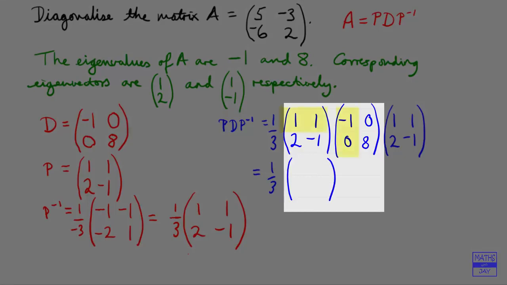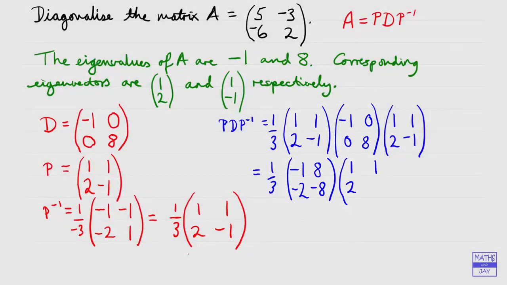So we're multiplying 1 by -1 and 1 by 0 to get -1. And then 1 times 0 and 1 times 8, so that will be 8. Then 2 times -1 and -1 times 0, so that's -2. And then 2 times 0 and negative 1 times 8, so that will be negative 8. So there we've multiplied the first two matrices together, so then let's write down the last one.